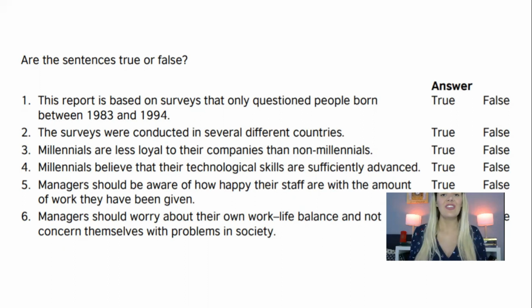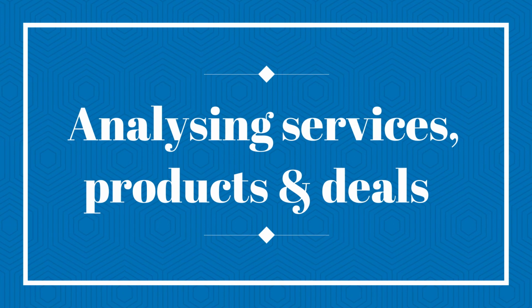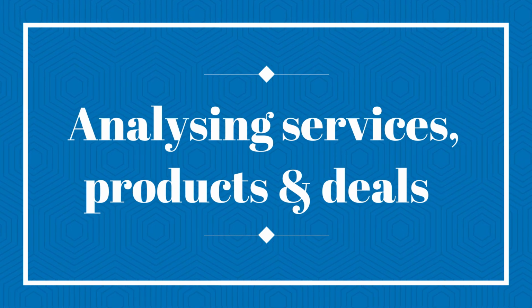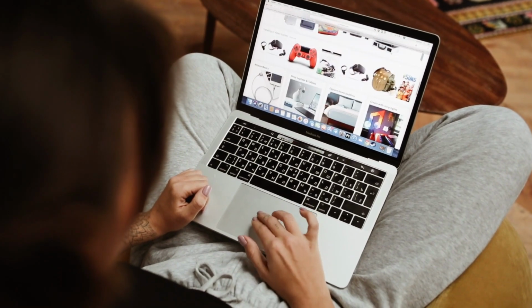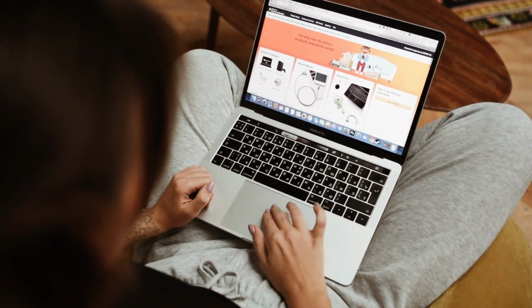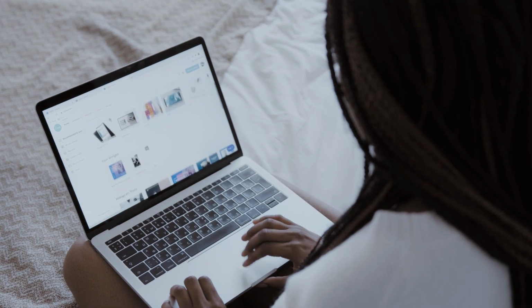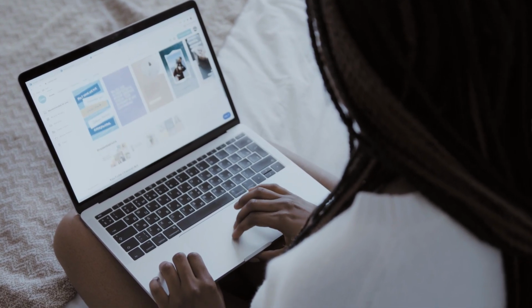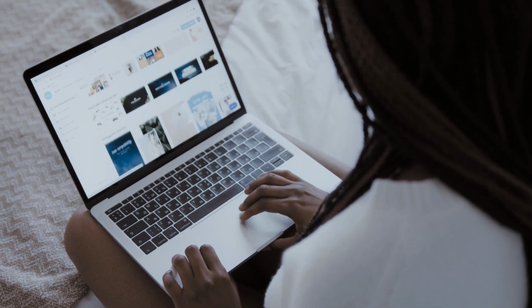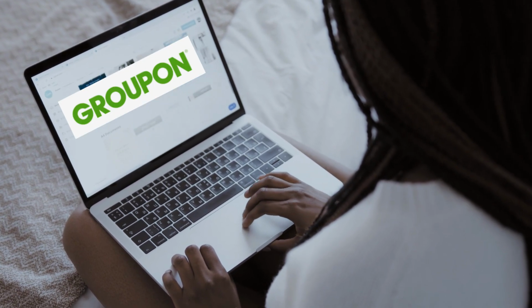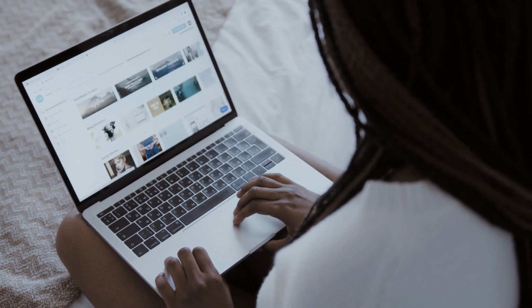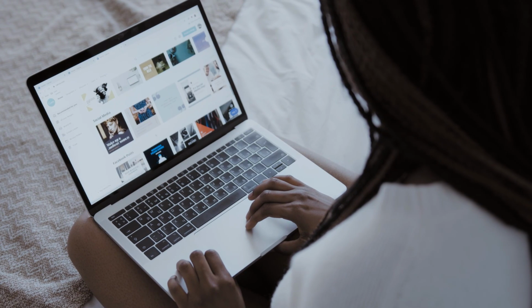Okay, so let's look at activity number 4, analyzing services, products, or deals together. There are loads of websites that offer discounted products or services. For example, they offer packages for you to travel with your family, all included, 10 days in a very nice place. Or there are some very famous pages, such as Groupon, that offer products at a very good price. So basically what I do is I go into one of those websites with my students.